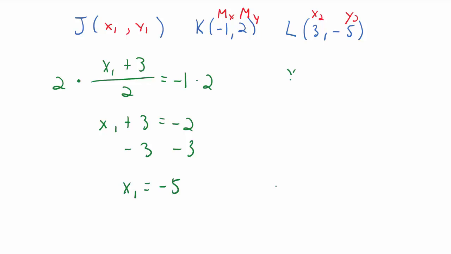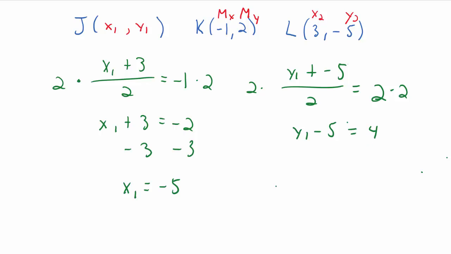Do the same for the y's. Y1 plus negative 5, because that's our y2 value, divided by 2 equals the y value for the midpoint, and that's going to be 2. Again, multiply by 2 on both sides. Just cancel that out. Y1 minus 5, because when you add a negative 5, you're just subtracting 5, equals 4. Now to solve for y1, we're going to add 5 on both sides, which gives us y1 equals 9. So our J coordinate is going to be at negative 5, 9.